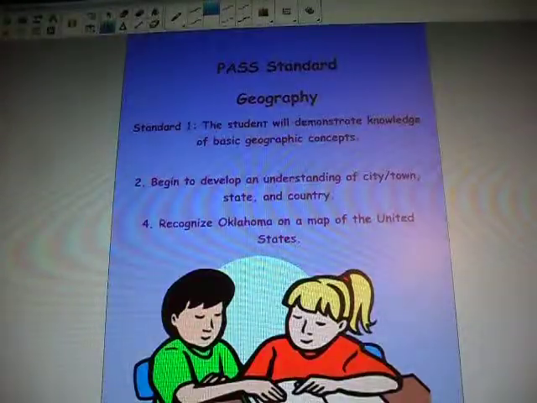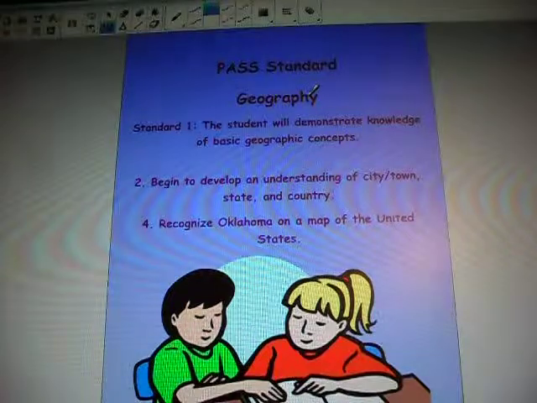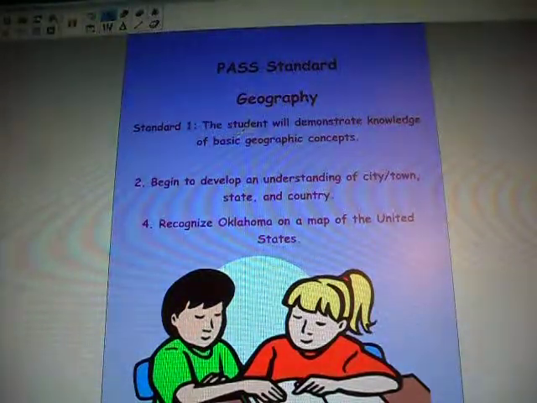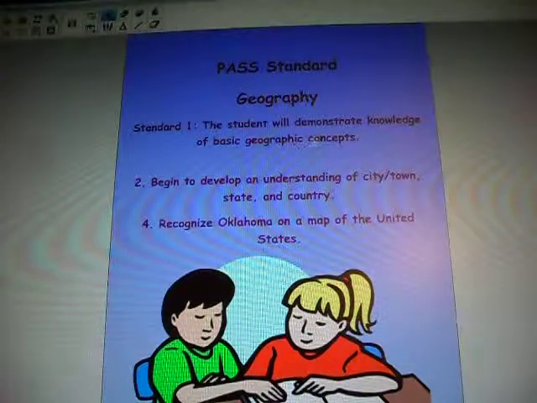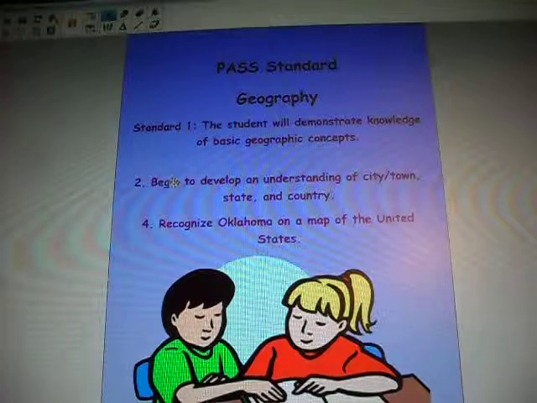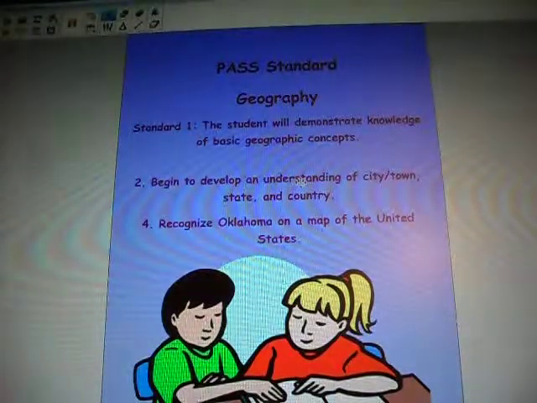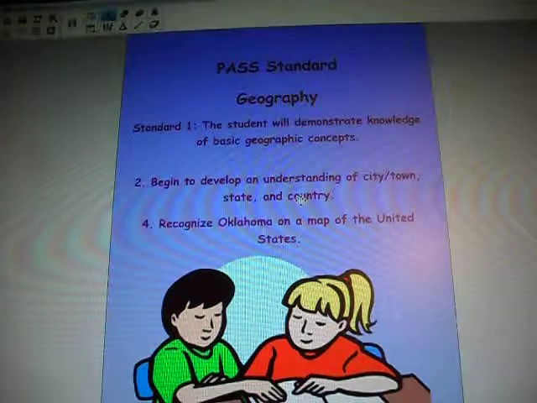The Oklahoma Academic Standards for this lesson are the kindergarten standards for geography. Standard 1, the students will demonstrate knowledge of basic geographic concepts. There are 4 steps in this standard, but I'm only actually hitting on number 2 and number 4. Number 2 is beginning to develop an understanding of city, town, state, and country. And number 4 is recognize Oklahoma on a map of the United States.